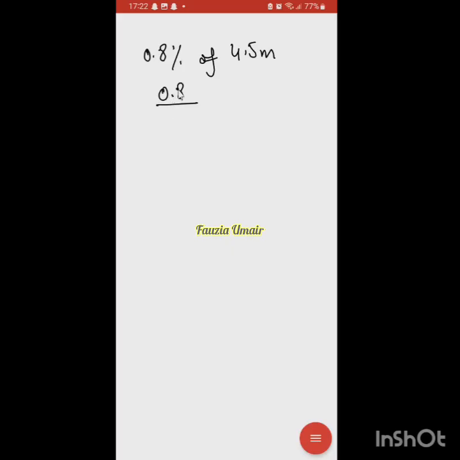0.8 by 100, right? Of का मतलब है multiply 4.5. So now I can just remove the decimal. ये दोनों decimal remove कर दें तो ये बन जाएगा 8 by 1000 और ये बन जाएगा आपके पास 45 by 10, right? So now you can just multiply 45 with 8.